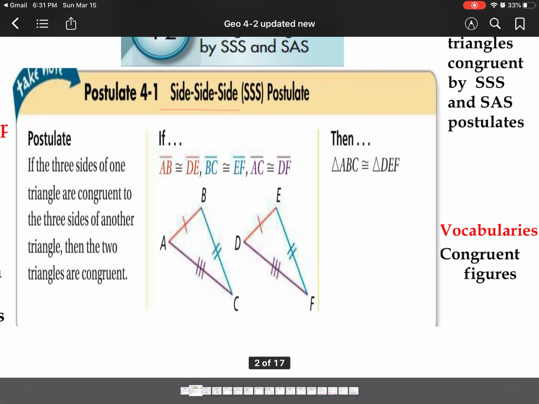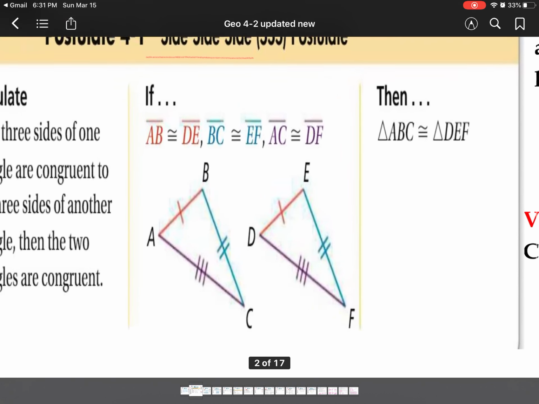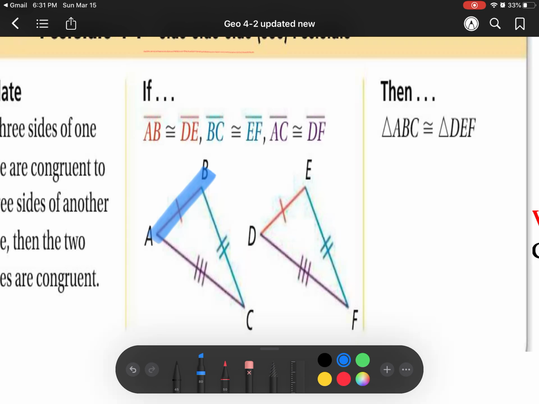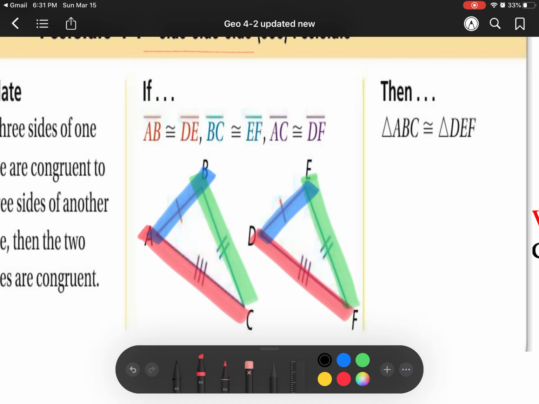What does it mean? The postulate is telling you if you were able to find the 3 side pairs, this means your triangles are congruent. We'll start with the first side, BA is congruent to what? DE. EF is congruent to what? BC. And the last one, AC is congruent to DF. If I was able to find this in my question, this means my triangles are congruent.